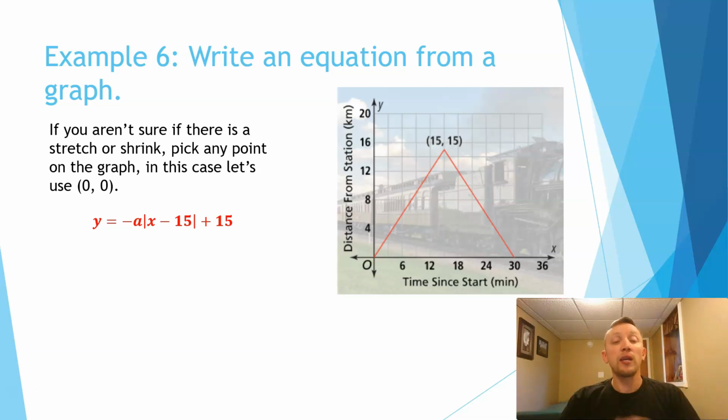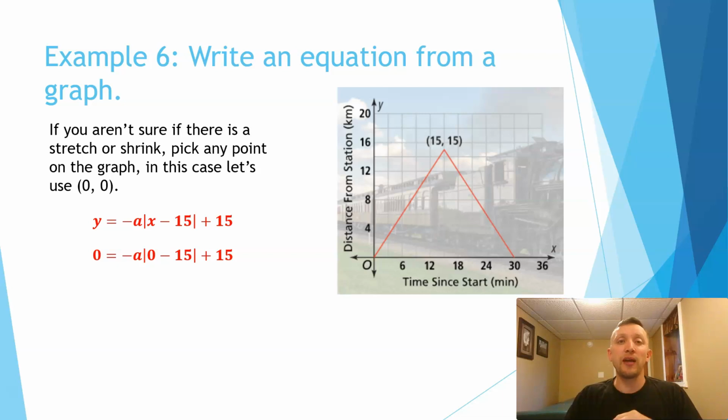So right now we're working on, is there a value for a? If I put in any coordinate from the line, I could use 15, 15. I could have used the point where x was 12, y was 12. I could have used a point where x is 24, y is 6. Any of these would work. I want to use something easy though. I'm lazy. So I'm going to use 0, 0. If I put 0 in there for x and 0 in there for y, this is what we'd have.